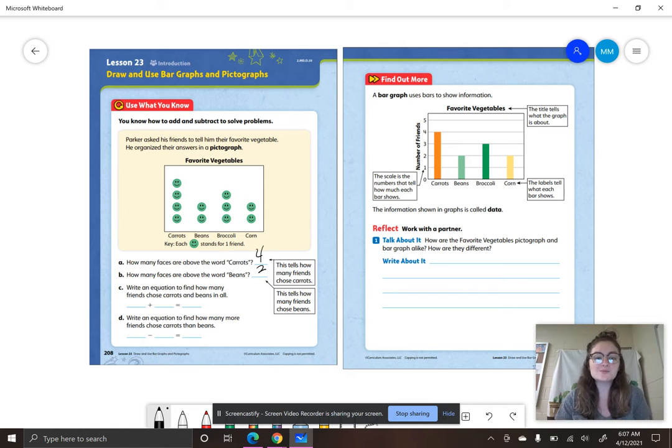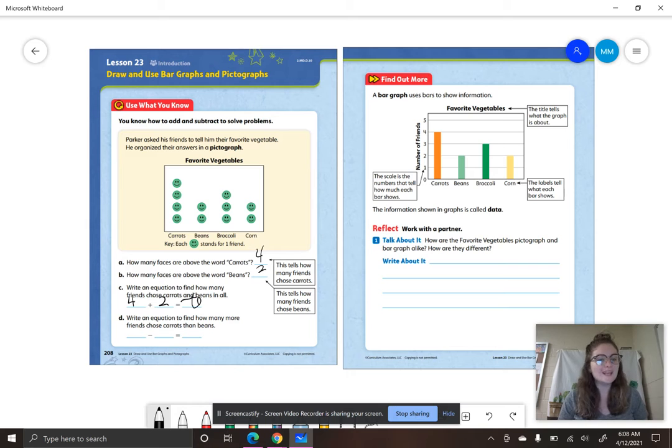All right, letter C says, write an equation to find how many friends chose carrots and beans in all. So how many friends chose carrots, Smarties? 4 friends chose carrots. How many friends chose beans? 2 friends. So how many friends in all chose carrots and beans? 6. And Smarties, we are using our knowledge of adding and subtracting to solve these kinds of problems. You are still going to be doing addition and subtraction with graphing. So we got to read those word problems carefully.